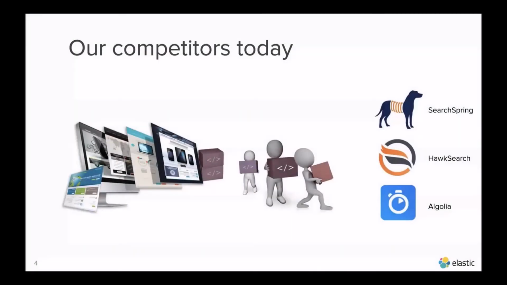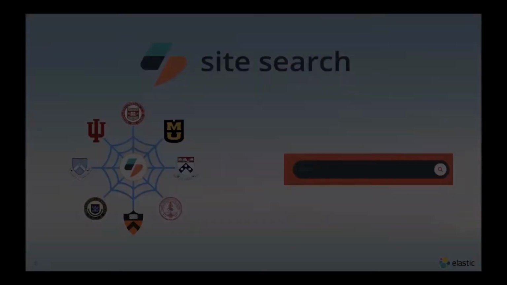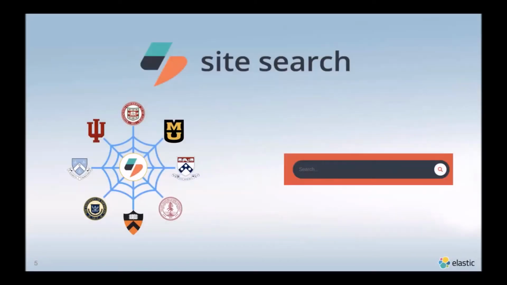Today, most of our competitors are still using the same model. You'd have to do all the heavy lifting or hire developers to do it for you. But with our Elastic Site Search solution, it takes less than 5 minutes to achieve the same goal. Give us a URL, we will crawl your website, embed a snippet of code, you got your search box, done.